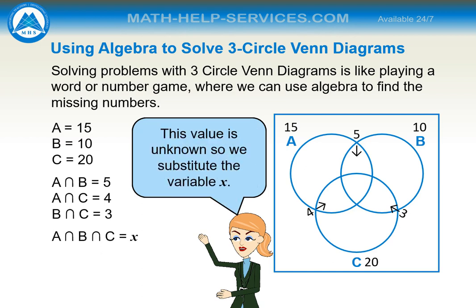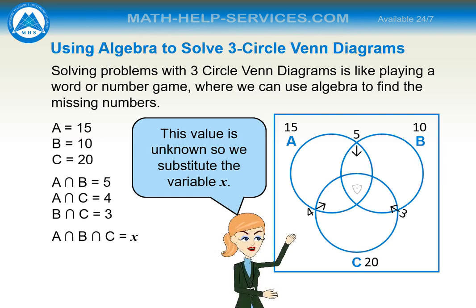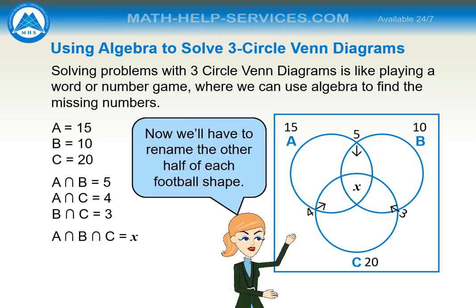This value is unknown, so we substitute the variable x. Now we'll have to rename the other half of each football shape. This is 5 minus x, here's 3 minus x, and here's 4 minus x.